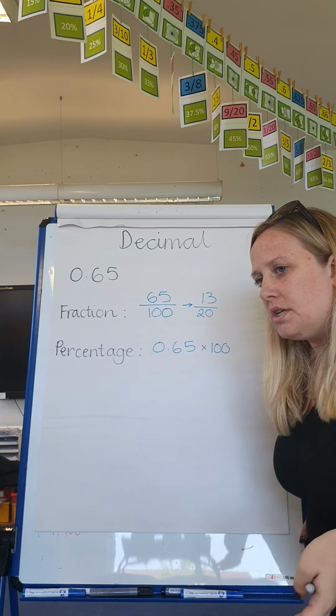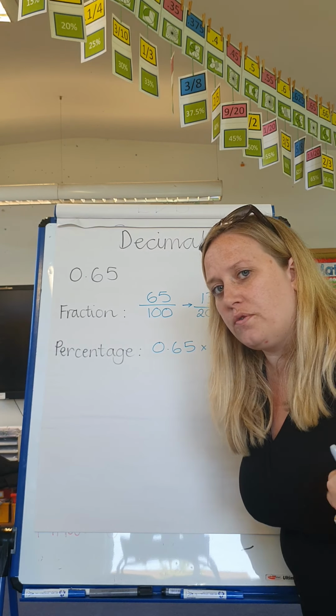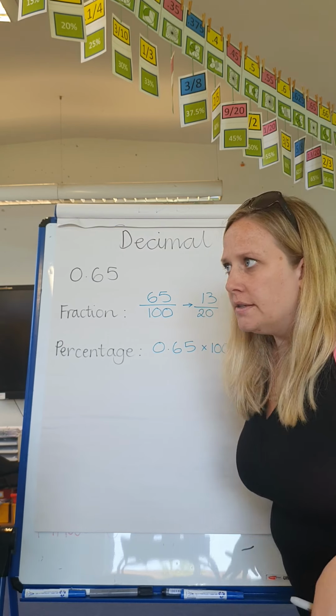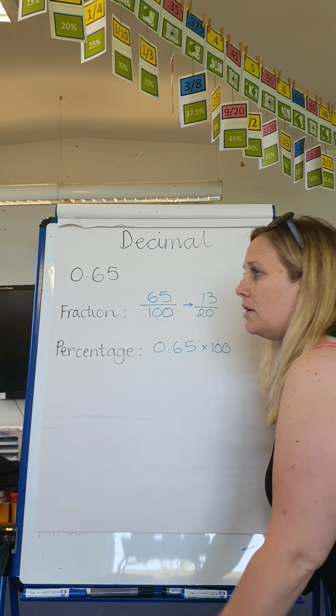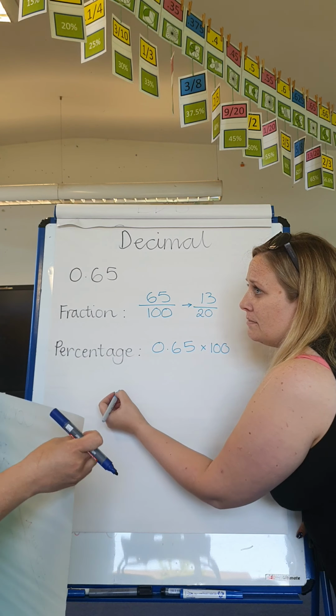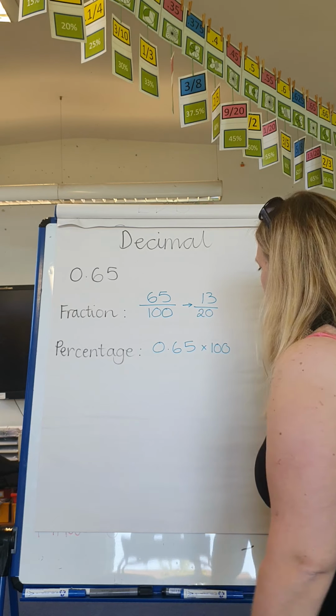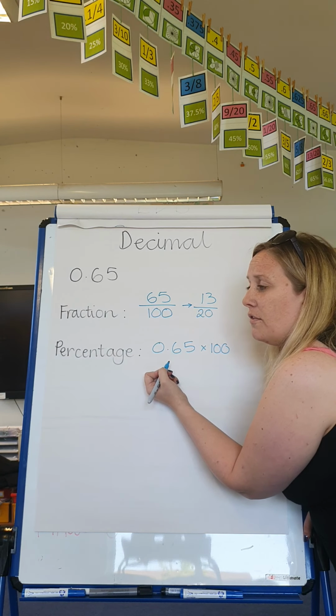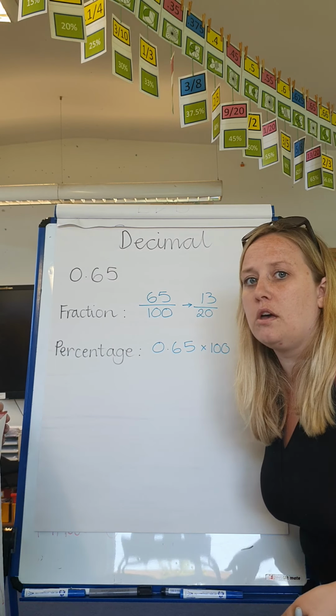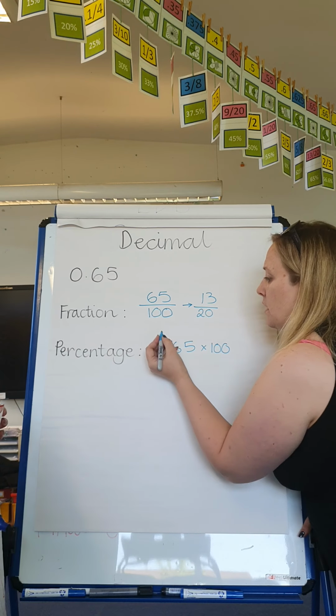If I see anybody doing some sort of column method for this, no. Don't do it. What method am I going to use? I'm just going to use placeholders. Just move it up. And if you're stuck, you might then use a place value grid.